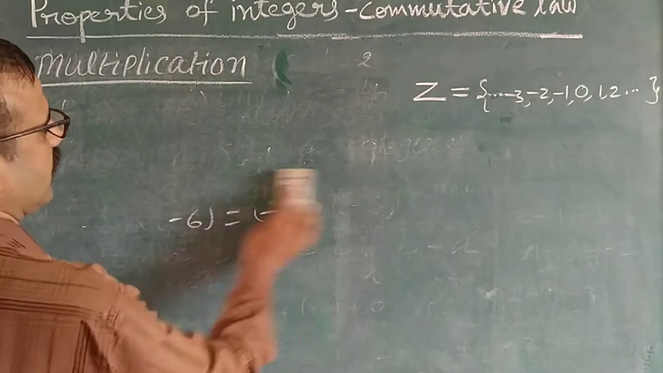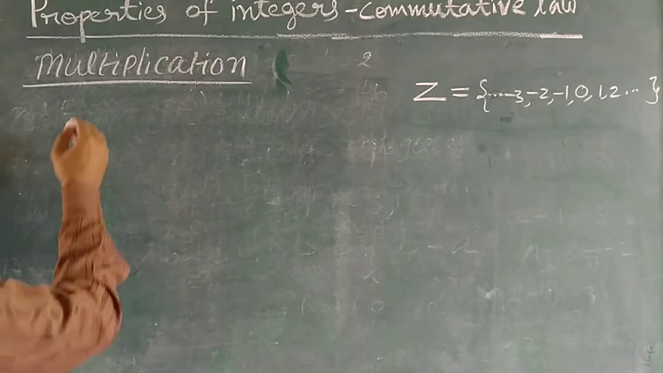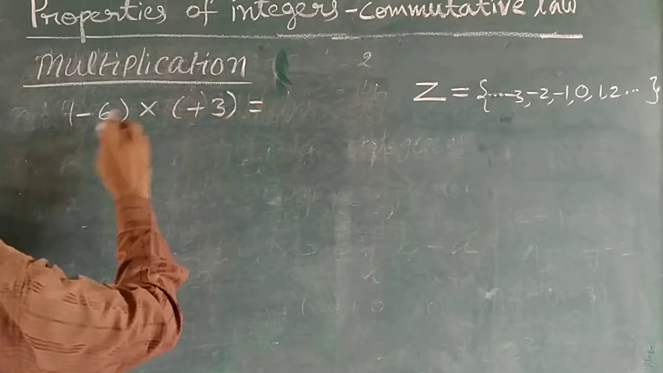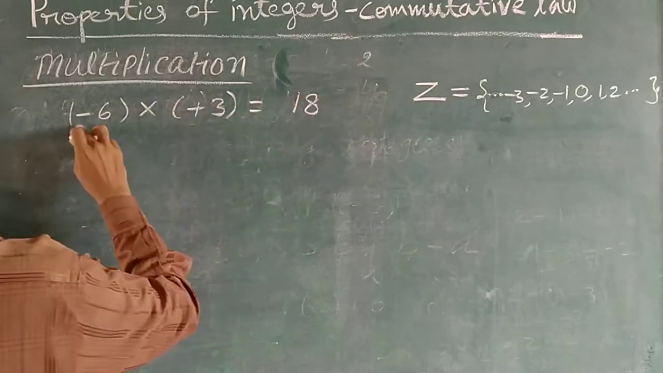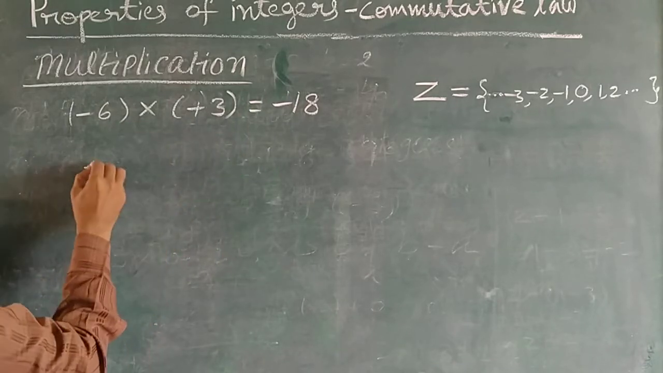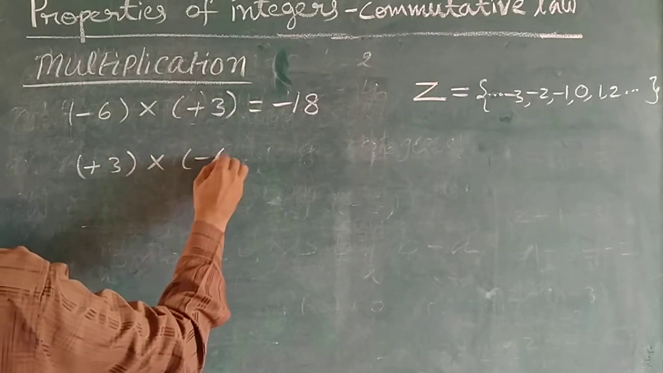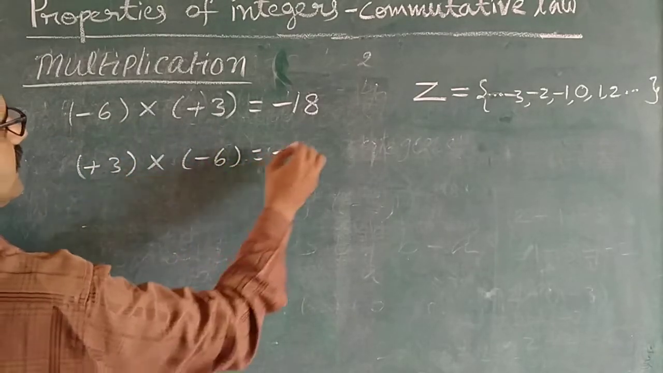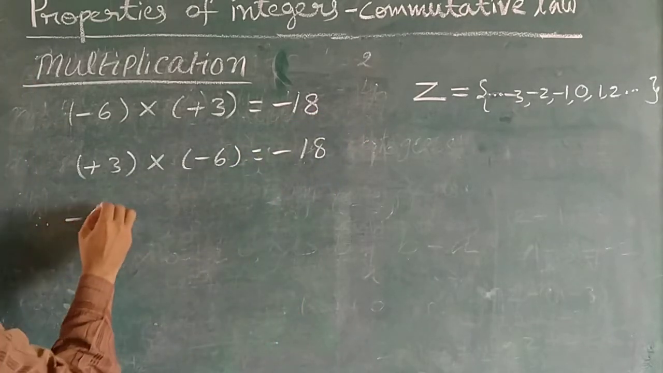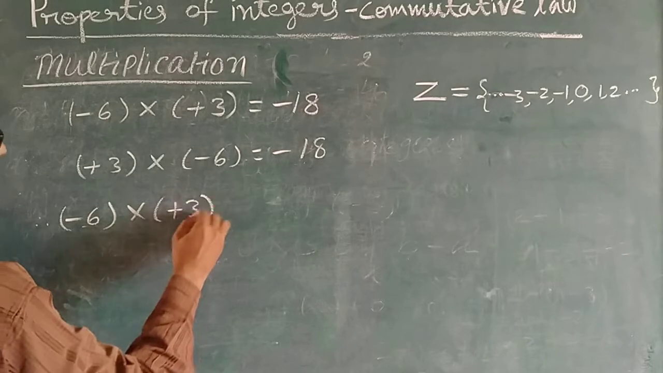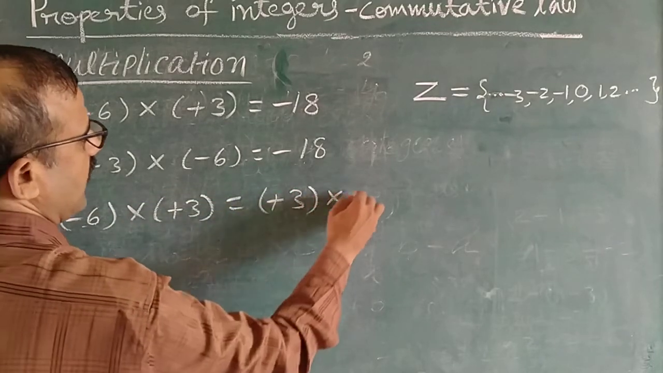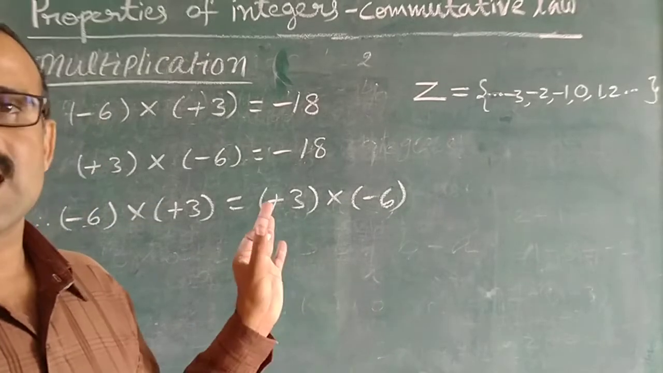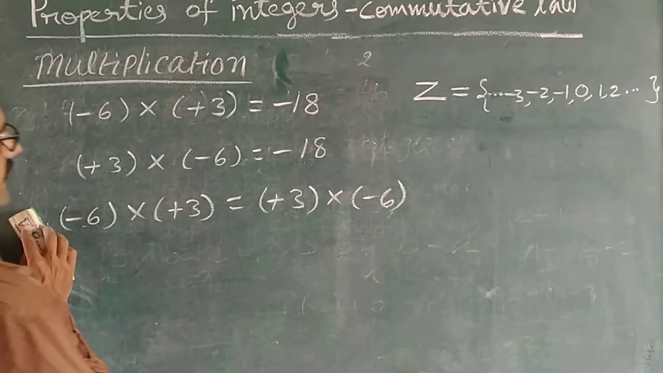One more example, children. So this is both are negatives. Now you take one positive integer, one negative integer. Minus 6 into plus 3, 6 3 is 18, minus into plus is minus. Again, plus 3 into minus 6. This is A into B, now B into A. That equals plus into minus is minus, 3 6 is 18. So therefore, minus 6 into plus 3 equals plus 3 into minus 6. So when you take two integers, irrespective of the order, their product is always the same.